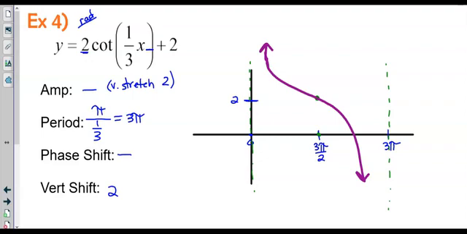So actually the tangent and cotangent ones can be a little bit easier for you. There's less steps. It's just kind of getting in the habit of the different period, and then just kind of dealing with the asymptotes versus the starting point and that sort of thing.